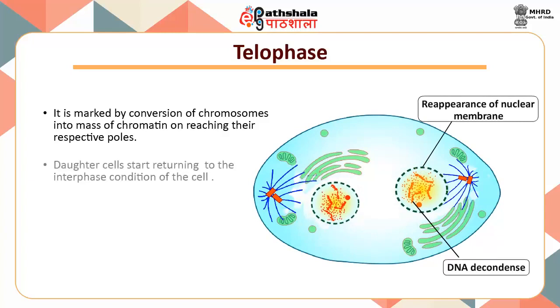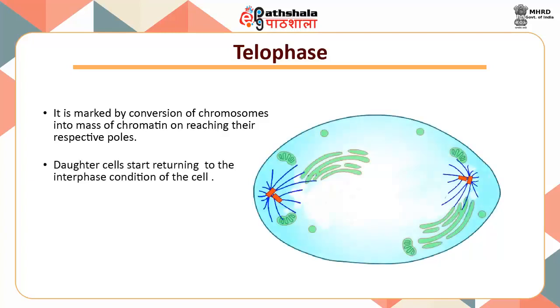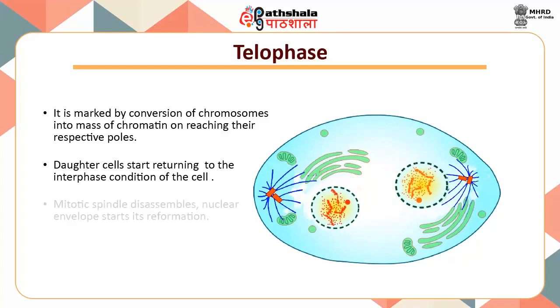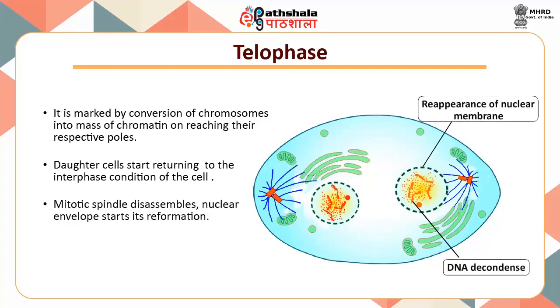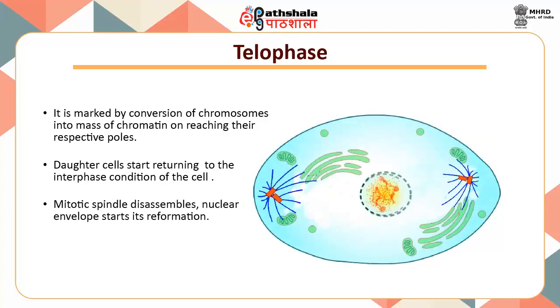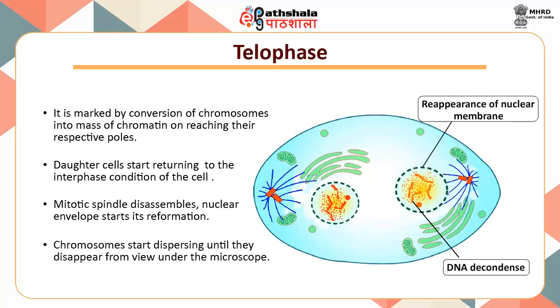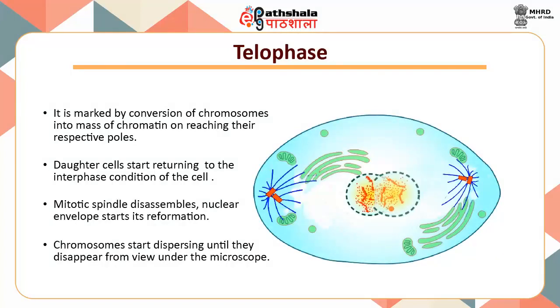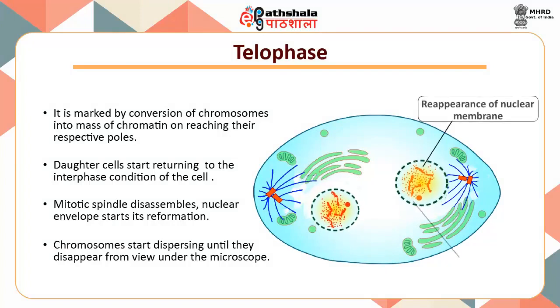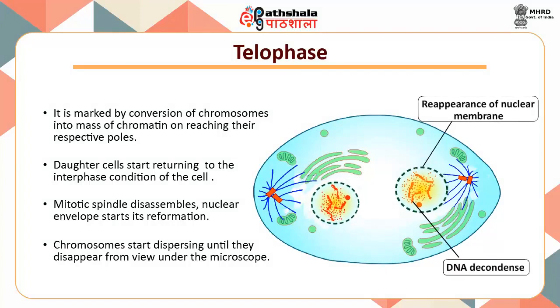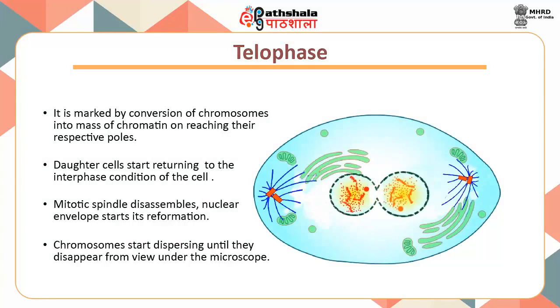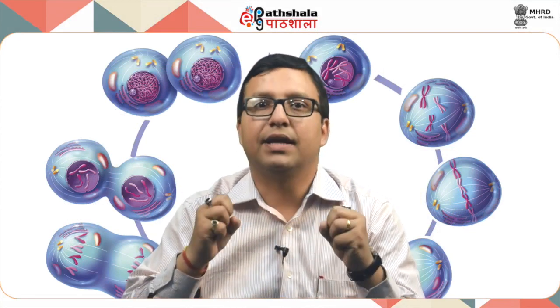During telophase, daughter cells return to the interphase conditions. This means the mitotic spindle disassembles, the nuclear envelope reforms, and the chromosomes become more and more dispersed until they disappear from view under the microscope. The actual partitioning of the cytoplasm into two daughter cells occurs by a process to be discussed shortly. Karyokinesis, nuclear division, is followed by cytokinesis, which is division of the cytoplasm.